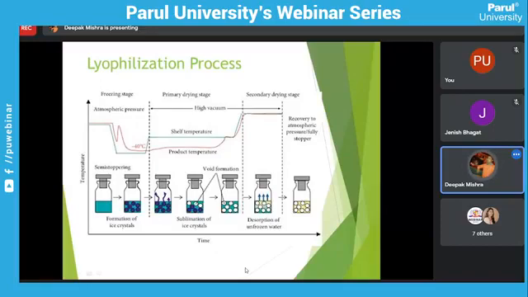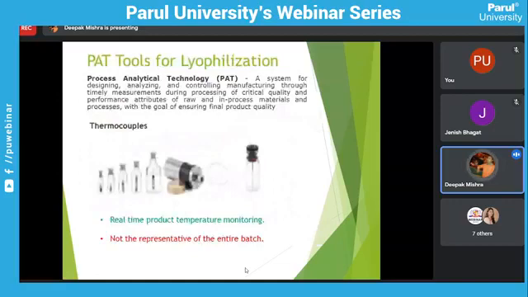Our PAT tools. We can use PAT tools in the lyophilization process. PAT, process analytical technology, we also use in solid oral dosage forms. There are lots of PAT tools, and in parenterals we can use them in the lyophilization process. Process analytical technology is a system for designing, analyzing, and controlling manufacturing through timely measurement during processing of critical quality and performance attributes of raw and in-process materials and processes, with the goal of ensuring final product quality.